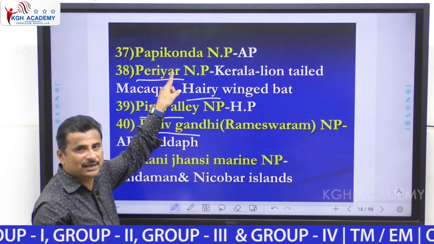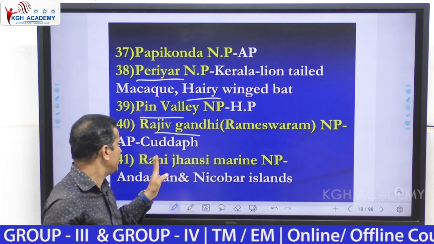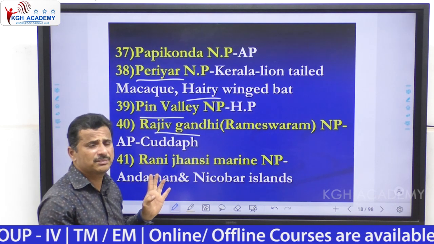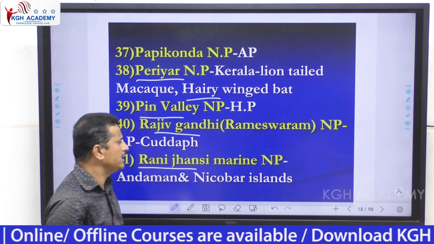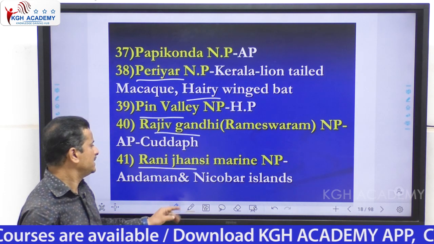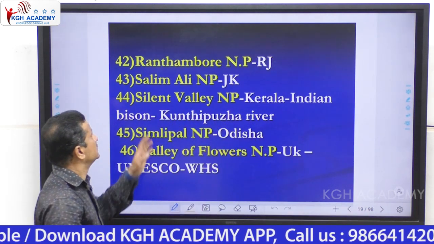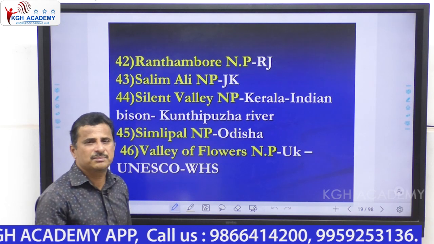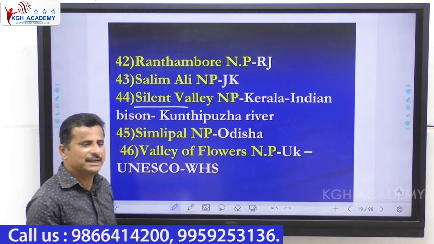Papikonda National Park and Rajiv Gandhi, also called Rameshwar National Park, are part of Andhra Pradesh. This Rajiv Gandhi National Park is present in Kadapa district. Next, Rani Jhansi Bai Marine National Park is present in the Andaman and Nicobar Islands. Next, Ranthambore National Park is present in Rajasthan, Salim Ali National Park in Jammu and Kashmir, and Silent Valley National Park in Kerala.